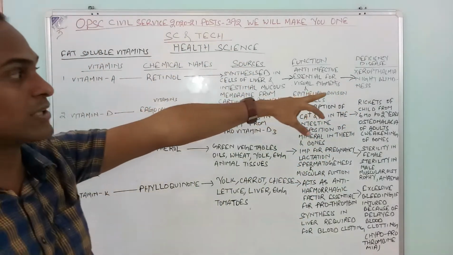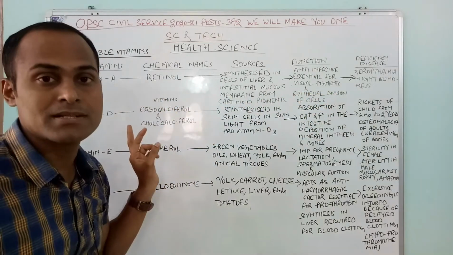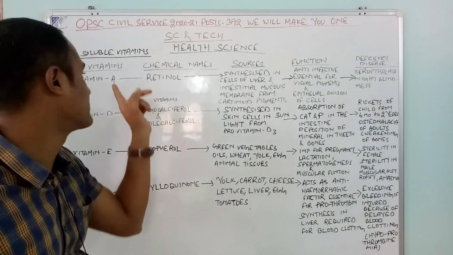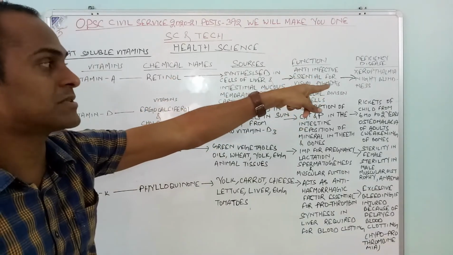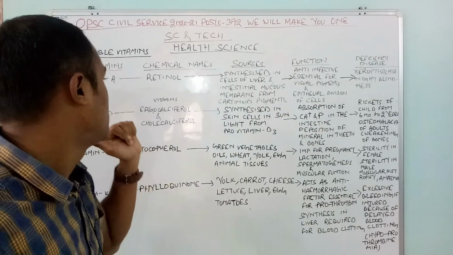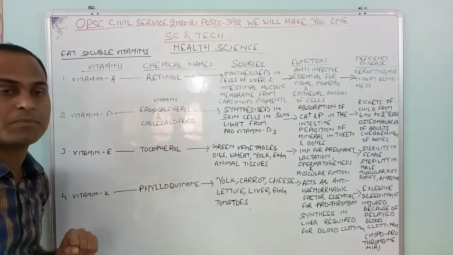They may ask which vitamin deficiency causes night blindness, and you have to write vitamin A. Again, they may ask which vitamin deficiency causes xerophthalmia. The answer is vitamin A.